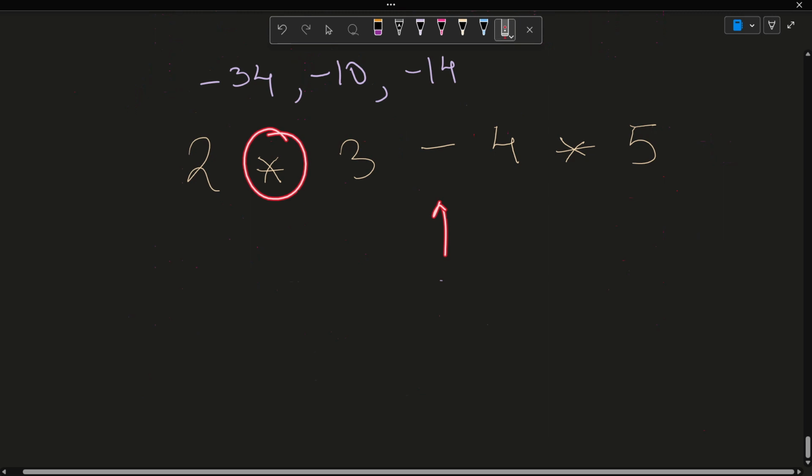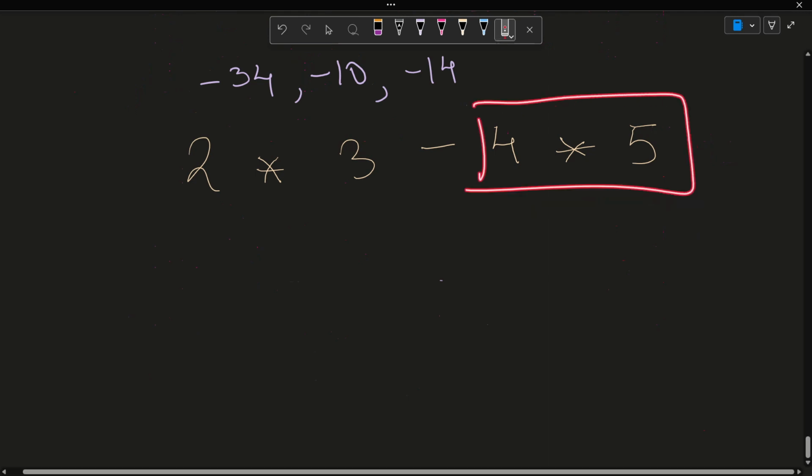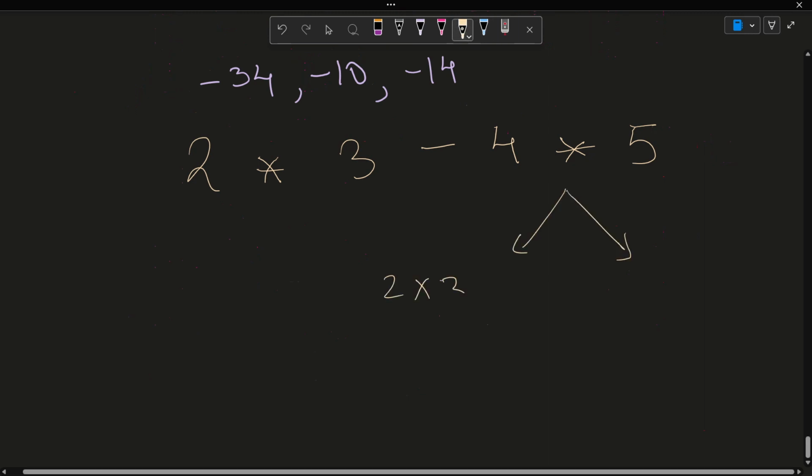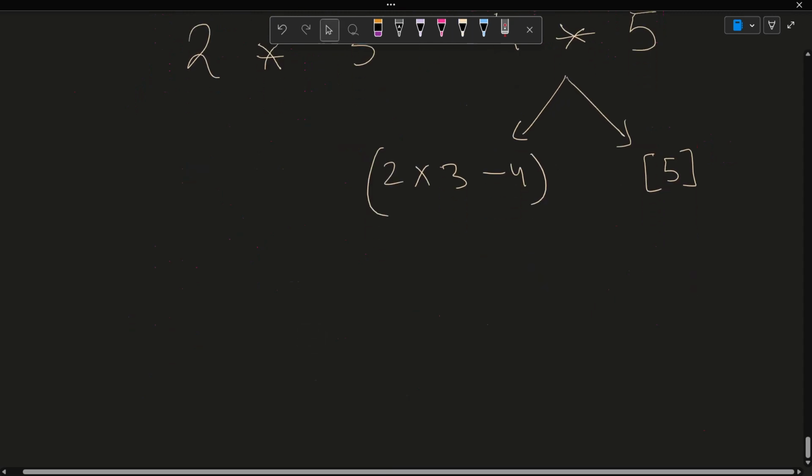We have broken the expression at this point. We have broken the expression at this point as well. Now what we are left with is this one, right? Since we are left with this one, now what I could do is actually break them at 2 times 3 minus 4 and simply 5. Now I'll just be as brief as possible.